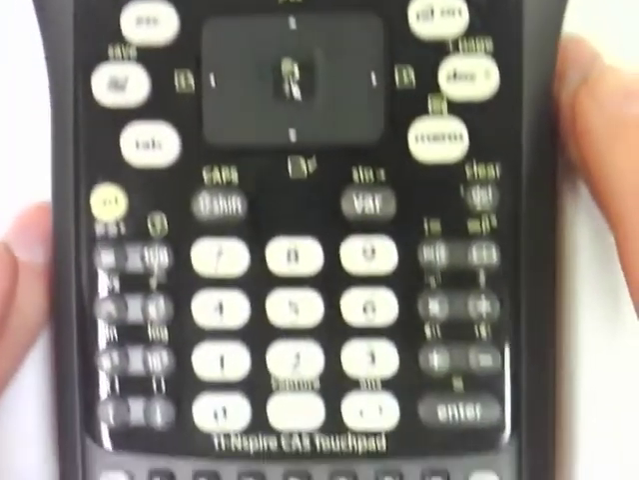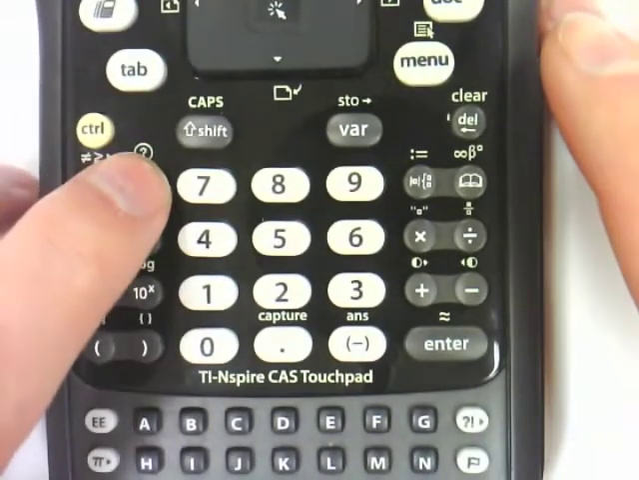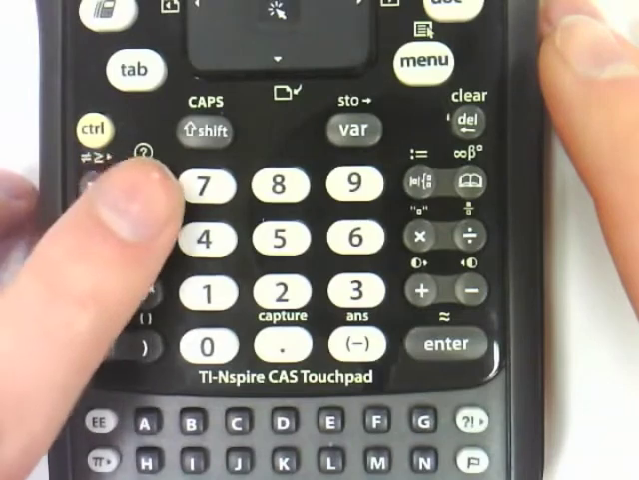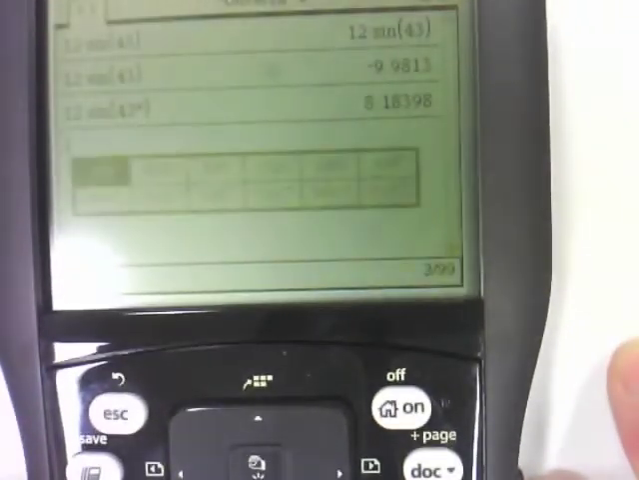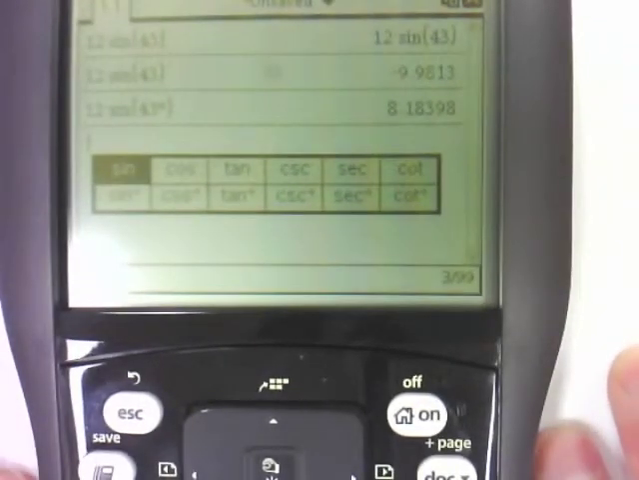Now I'll show you where to find these buttons on your calculator. The trig button is here. Okay, you can see it quite clearly there. That'll get up all the trigonometric ratios like this for you. So you can choose between sine, cos, tan. Okay, or sine to the -1, cos to the -1, and tan to the -1. Don't worry about CSC, SEC, and COT. You don't need to worry about them.